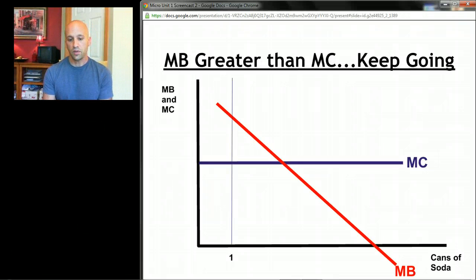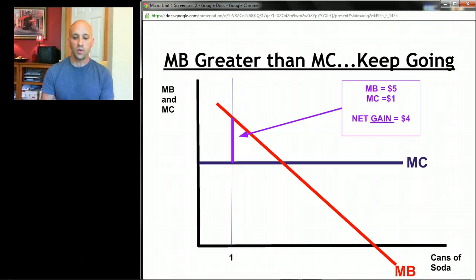Think about one can of soda. Remember, the marginal benefit was greater than the marginal cost. And you could think about the difference between those two as the gain you're getting. It's costing you $1 to get $5 of happiness. You're getting a gain of $4.